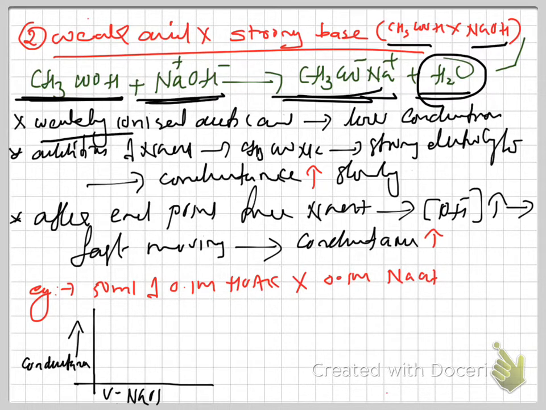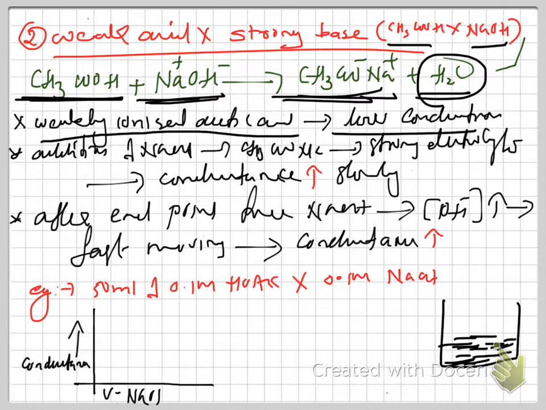Here weakly ionized acetic acid is present in the conductivity cell, weakly dissociated or weak electrolyte of acetic acid. Here the number of ions is very low. So the solution has low conductance. On the addition of NaOH, CH3COONa, a strong electrolyte, is formed. It will dissociate into CH3COO minus and Na plus. Then slowly there is an increase in conductance. Initially there is a small increase in conductance.